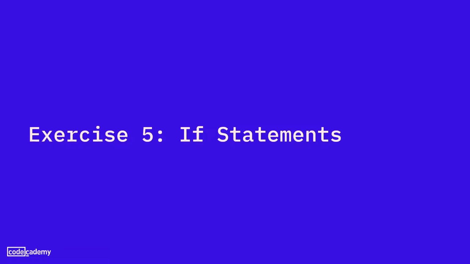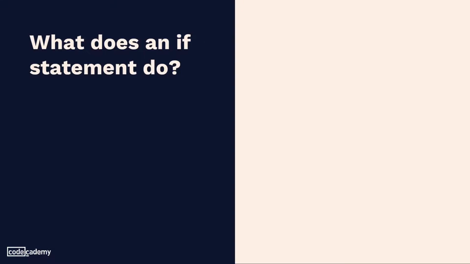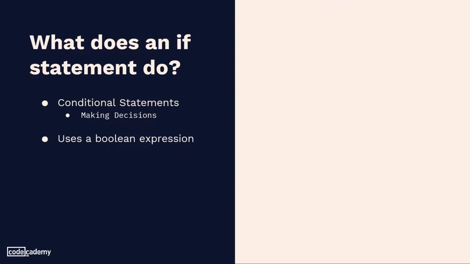Exercise number 5, if statements. In this exercise, we'll finally start to build control flow into our Python programs. We'll start by learning about the Python if statement and how it works with conditional statements. So what does an if statement do? An if statement is the coded form of a conditional statement. Conditional statements allow us to make decisions in our code, thus creating control flow. If statements use Boolean expressions to determine if certain portions of code should be executed or not. So if something is true, Python will execute some code. If it's false, then it won't.